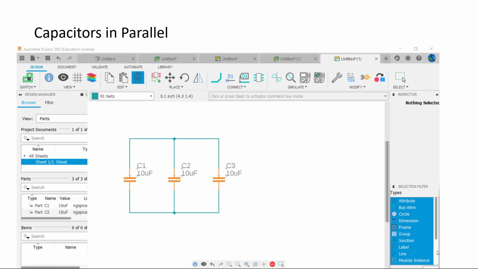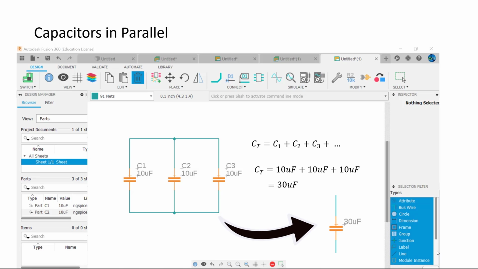Capacitors in parallel add. Mathematically, CT equals C1 plus C2 plus C3, and so on. So in our example here, CT equals 10 microfarads plus 10 microfarads plus 10 microfarads, for a total equaling 30 microfarads. Often power supply capacitors are bulked up this way to make larger capacitances.